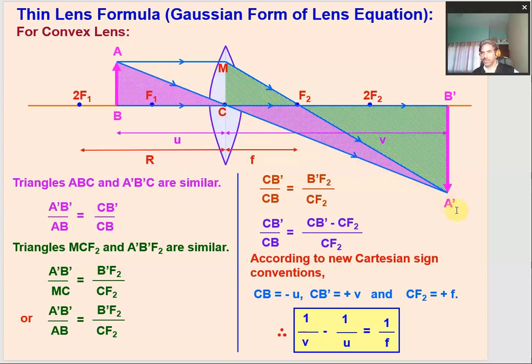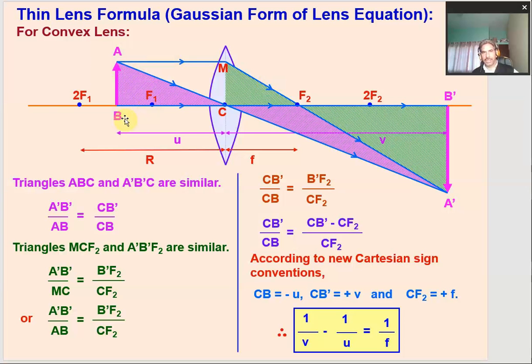So A dash will be the image of this point A. In order to get the image of this object, we just draw a perpendicular from this point A dash on the principal axis, so that it meets at point B dash. So A dash B dash is the final image of this object AB.